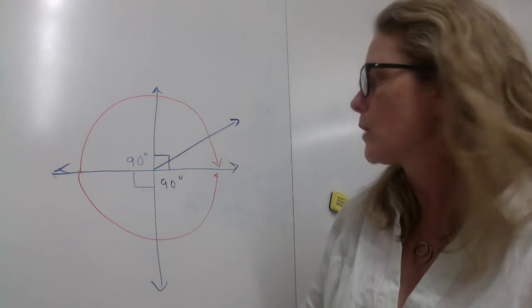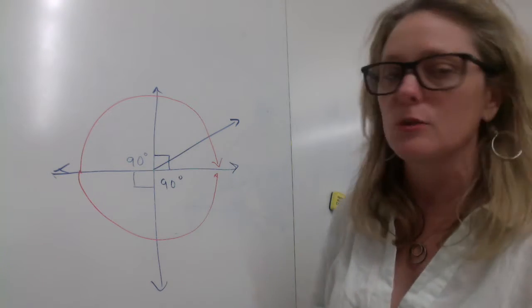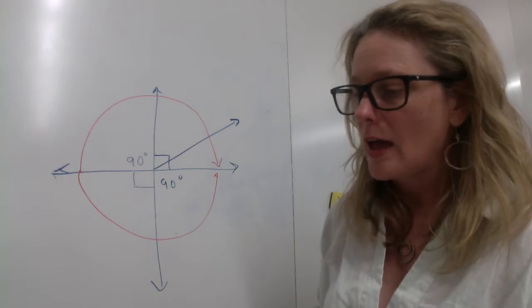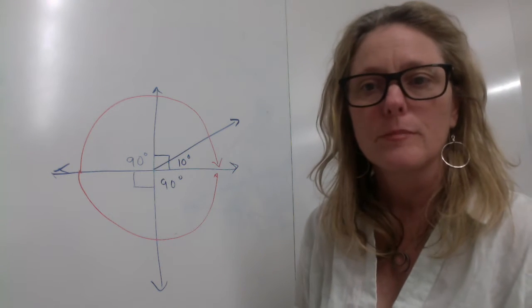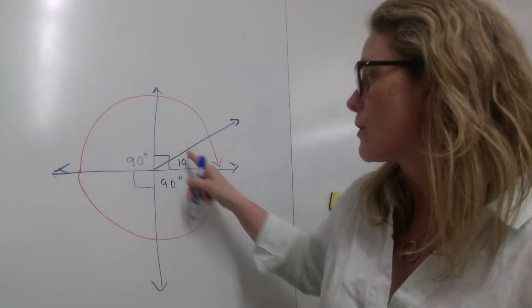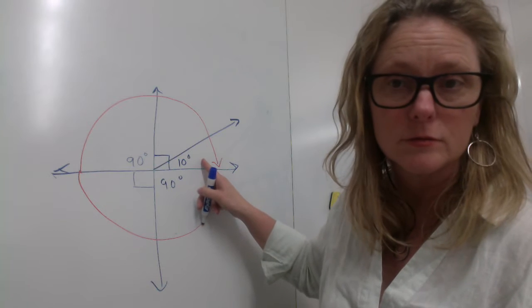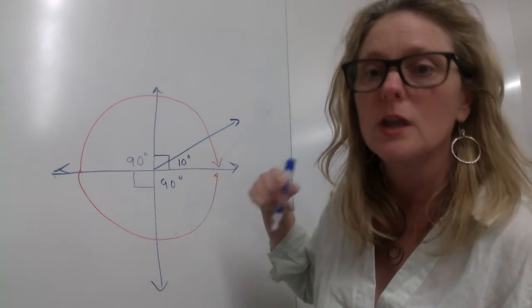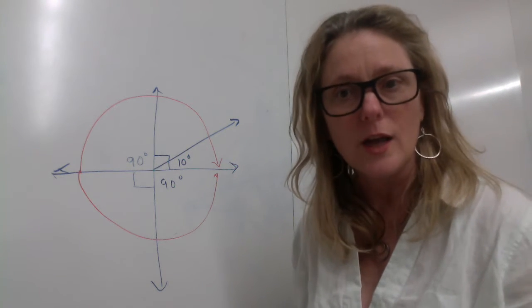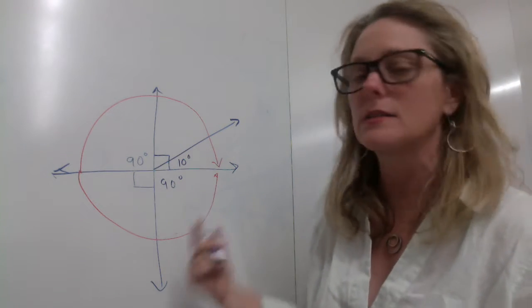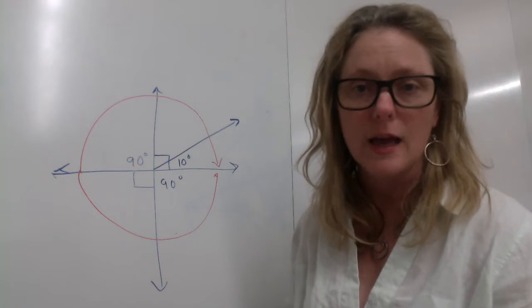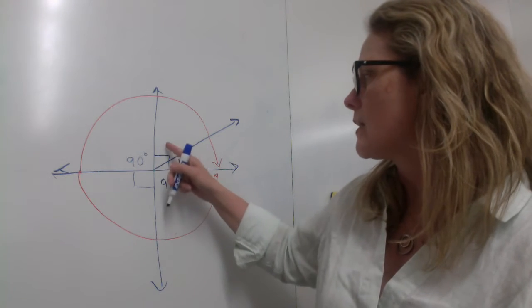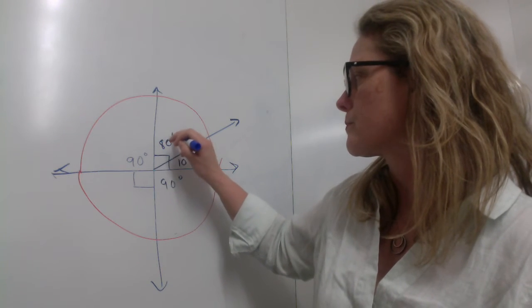Okay, so what if I went right now and I drew in a ray? So I'm drawing a ray, meaning it's starting at this point, continuing out, and I said that this angle was 10 degrees. Well then that means that these two angles together would have to add to 90 degrees, because they're complementary, which again, that definition means they add to 90 degrees. So if this is 10, that must be 80 degrees.